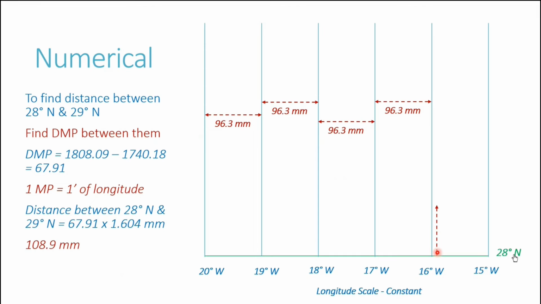So we mark off this 108.9 millimeter of distance, and after marking this distance, we can now draw the parallel of latitude of 29 degrees north.